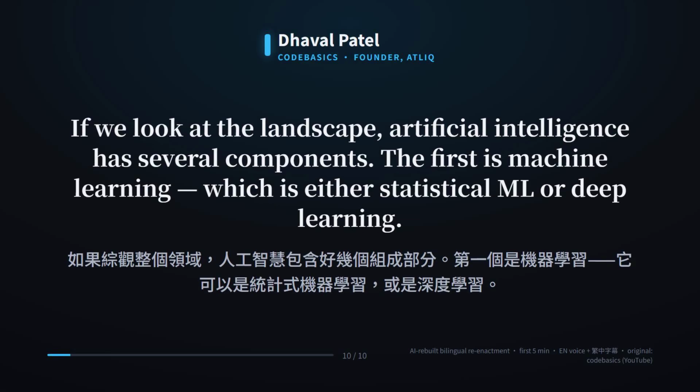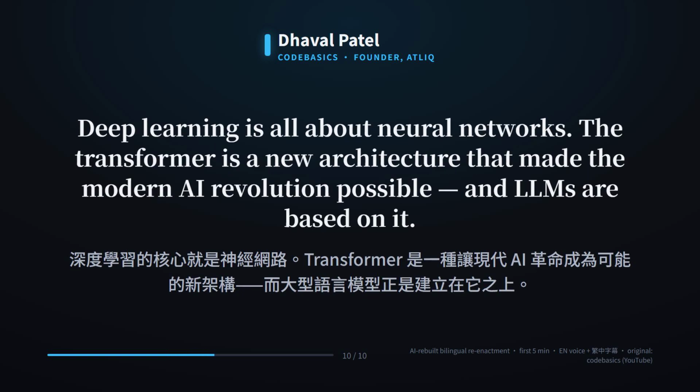If we look at the landscape, artificial intelligence has several components. The first is machine learning, which is either statistical ML or deep learning. Deep learning is all about neural networks. The transformer is a new architecture that made the modern AI revolution possible, and LLMs are based on it.